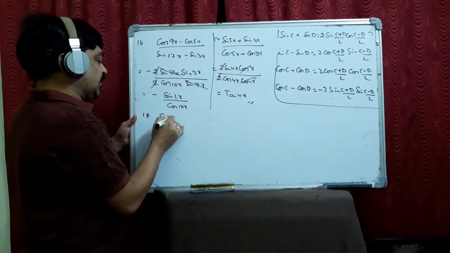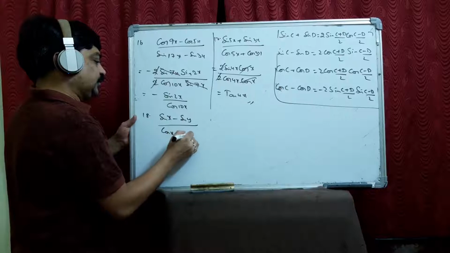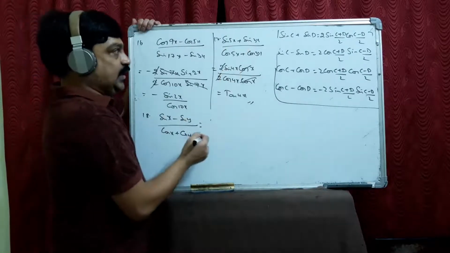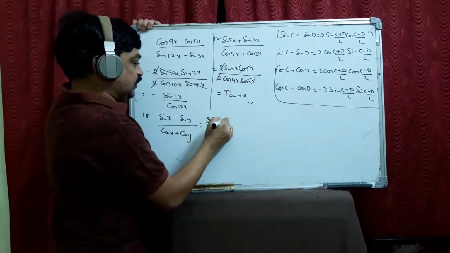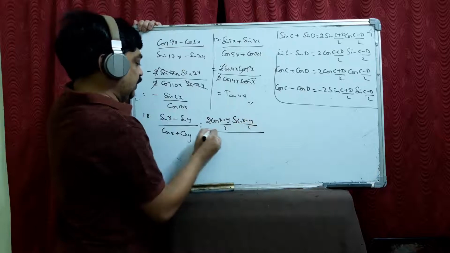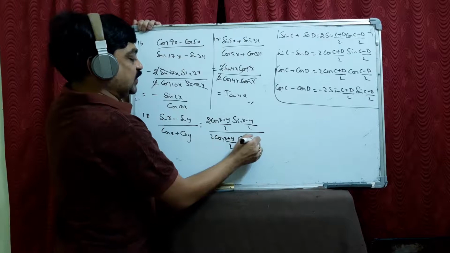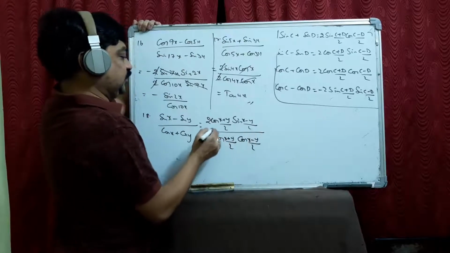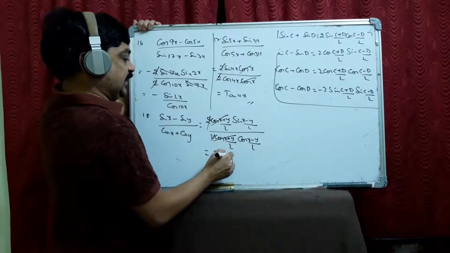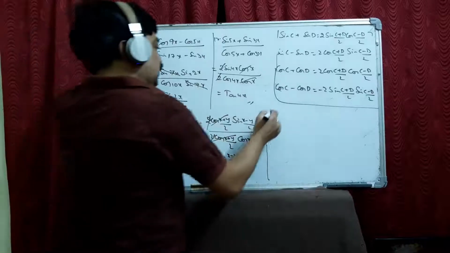Now, see the 18th problem. Sin x minus sin y by cos x plus cos y. It becomes same formula, sin c minus sin d, 2 cos (x plus y) by 2, sin (x minus y) by 2, and the denominator becomes 2 cos (x plus y) by 2, cos (x minus y) by 2. Can cancel cos and can cancel, it becomes tan (x minus y) by 2. See the 19th also, same thing.